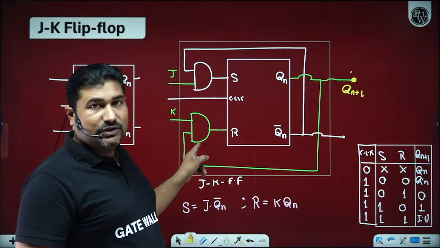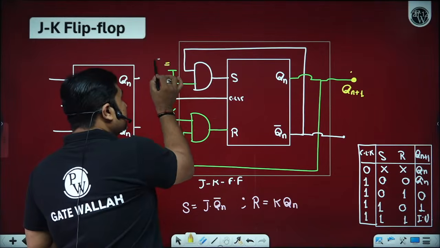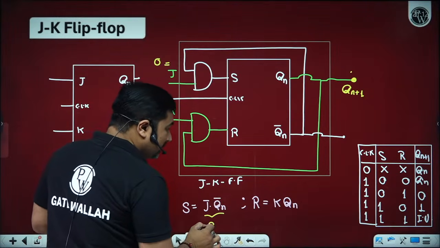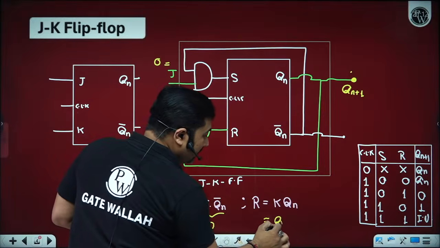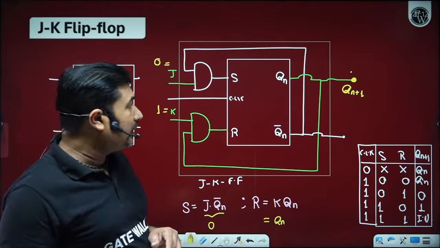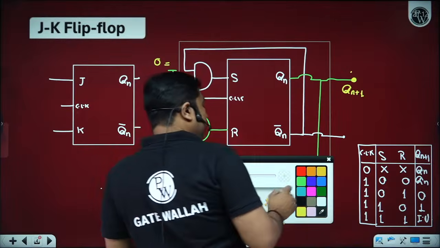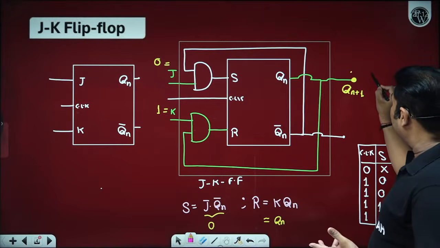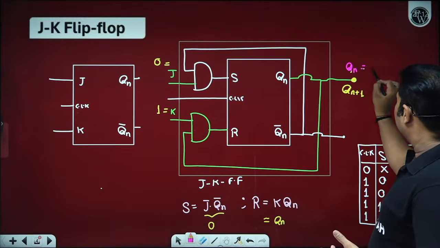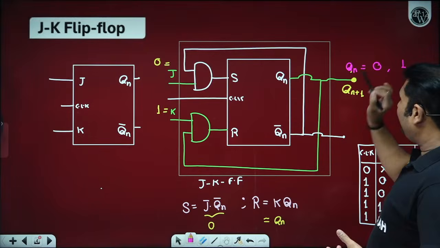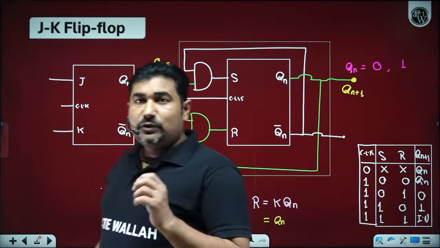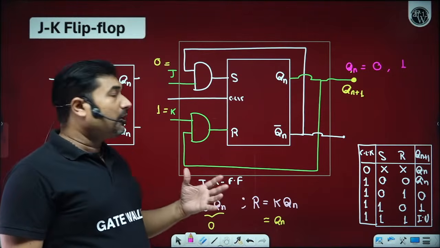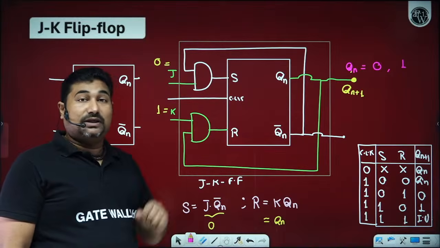If J is equal to 0 and K is equal to 1, definitely this will become 0 and this will become Qn. Now we have two possibilities of Qn. Qn may be 0, may be 1, meaning before applying the input J0 K1, there is a possibility of Qn 0 or 1. If Qn is equal to 0 in the present state, and we apply the present input 0, 1, then what happens?